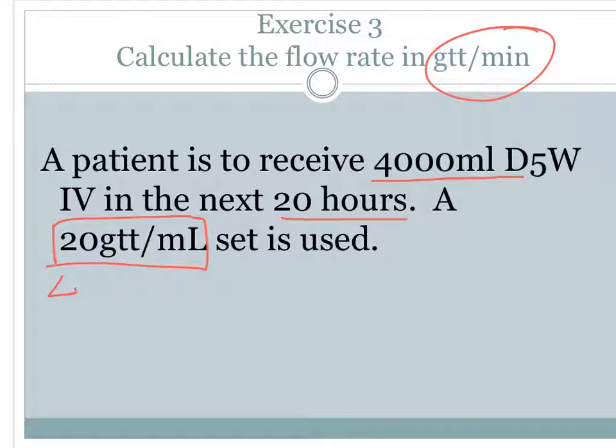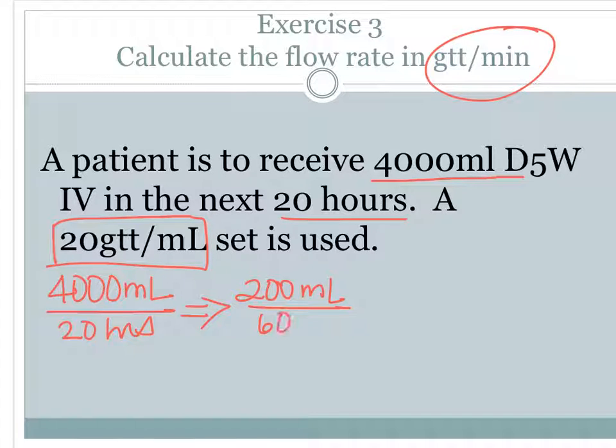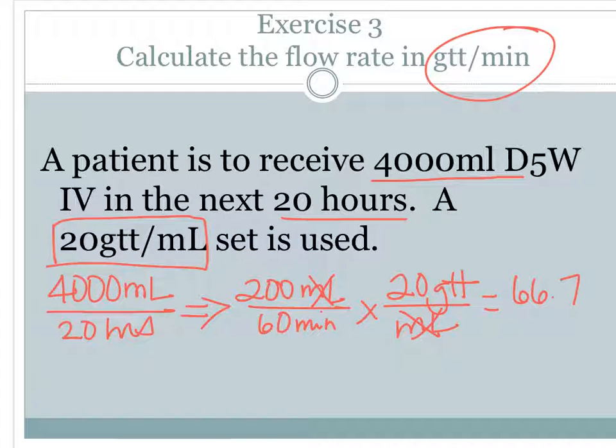Okay, again, we take the 4,000 mils and divide it by 20 hours, and you will get 200 mils over 60 minutes, again converting the hours to minutes, multiplied by the 20 drops per mil, canceling out the milliliters, and you get the answer of 66.7, which you must round to the nearest whole number, which is 67 drops per minute.